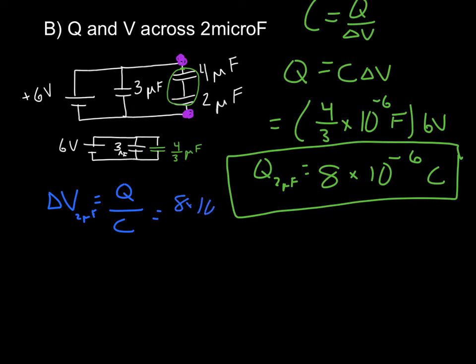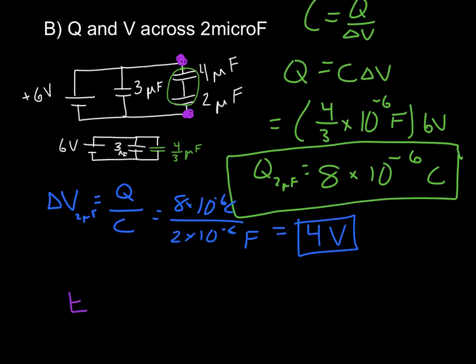8 times 10 to the minus 6 coulombs over the capacitance. We are interested in the 2 microfarad capacitor, so this becomes 2 times 10 to the minus 6 farads. And your change in voltage, 8 over 2, this would be 4 volts. One last step, and that is calculating the energy across the 4 microfarad capacitor.